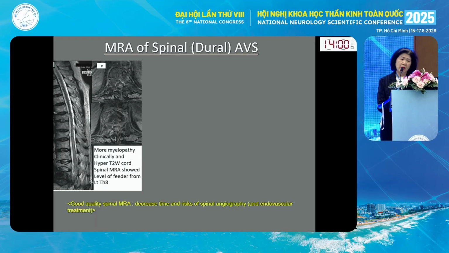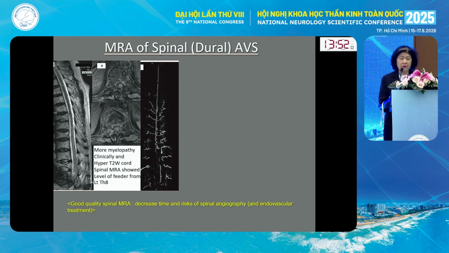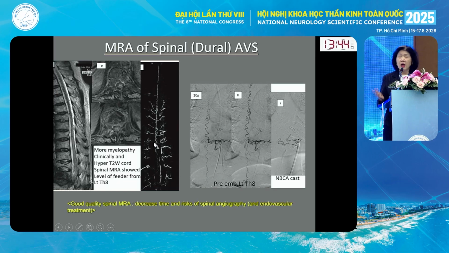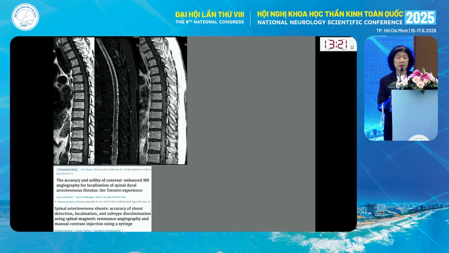Let me talk a little bit about MRA of the spine. This is an example of good quality MRA, where you can check that the actual feeders are located there. Look at the correlation between spinal angiogram and good quality MRA, which will show you exactly that the dural shunt is located at this level. And you know by your knowledge that you need to occlude both the shunt and the proximal veins, and not spread the contrast into the more distal veins.